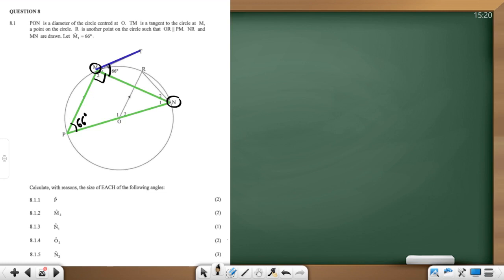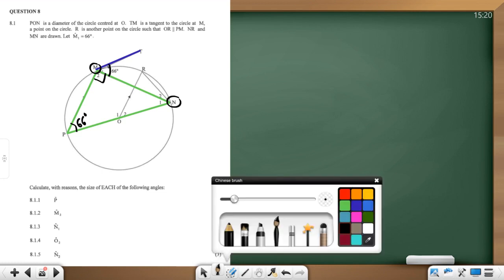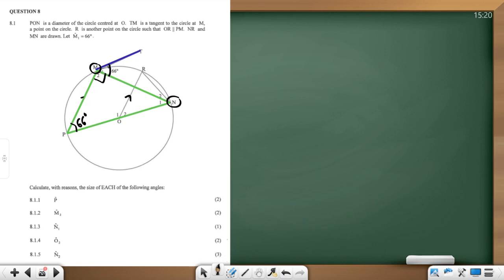Okay. R is a point on the circle such that OR is parallel to PM. Okay, OR. I'm thinking about my F angles. I don't know if you see this. Fun angles there. Let me use a black one. Just by reading and making signs and going through those lines, I think I've answered all these questions. Do you see that angle? That's F angles. 66. Is it 66? Yes.